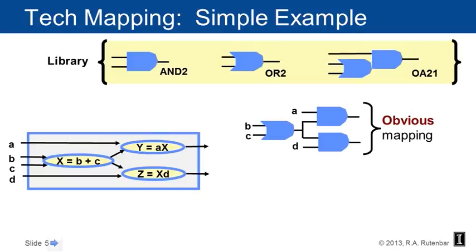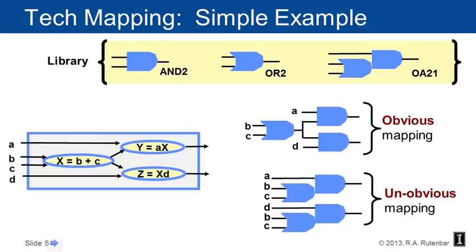Now, where this stuff gets interesting is that there are less than obvious mappings, and I'm calling this an unobvious, maybe a non-obvious mapping. And in this mapping, I use two of these OA21 gates. So to implement the Y function, I do this as one OA21 with inputs A, B, and C. A goes into the AND gate, B and C go into the OR gate. And for output Z, D goes into the AND gate, and B and C go into the OR gate.